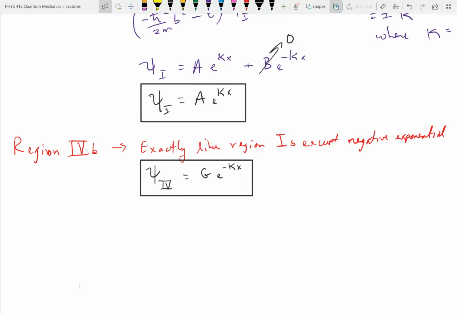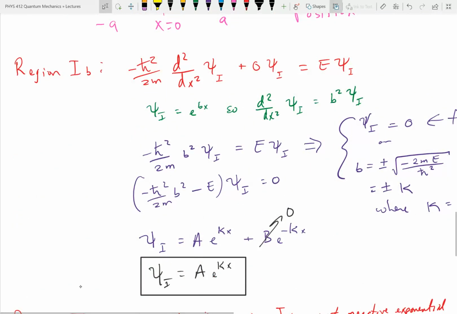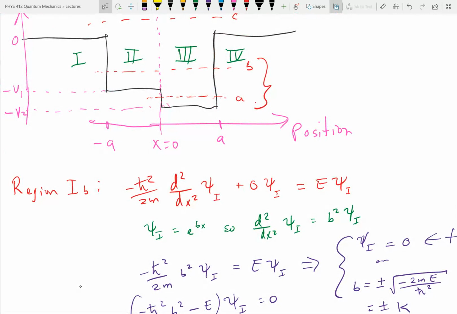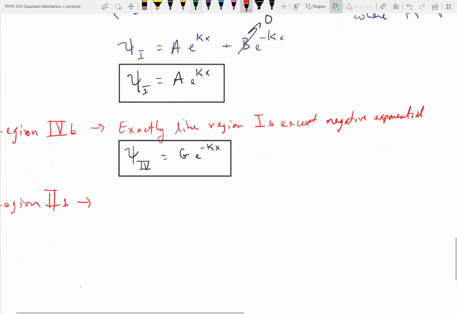All right, 2 down, 2 to go. So how do we solve region 2B? Start with the Schrodinger equation. Excellent, excellent. So start with the Schrodinger equation.